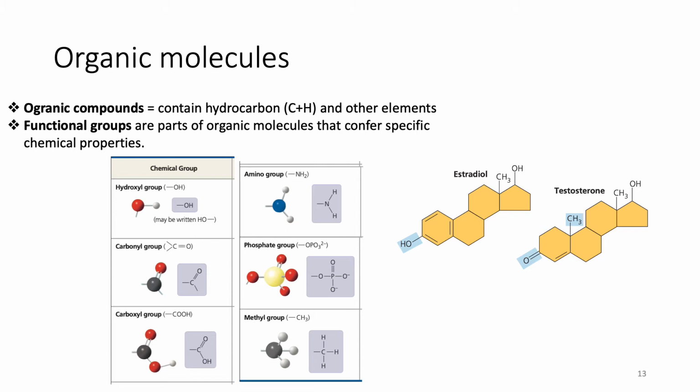A number of chemical groups can replace one or more of the hydrogens bonded to the carbon skeleton of the hydrocarbon. We call these chemical groups functional groups. These groups may participate in chemical reactions or may contribute to functions indirectly by their effects on the molecular shape. The number and arrangement of the groups help give each molecule its unique properties.